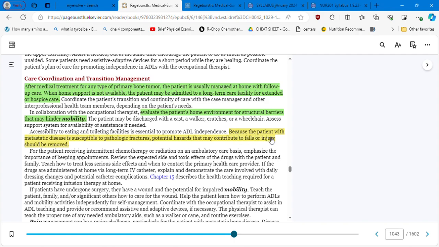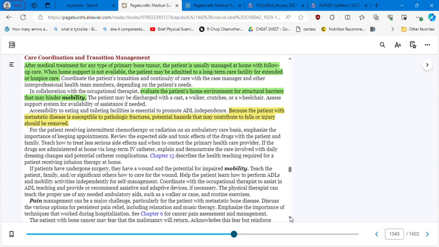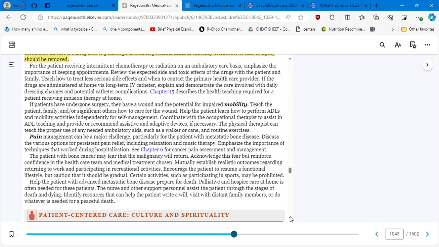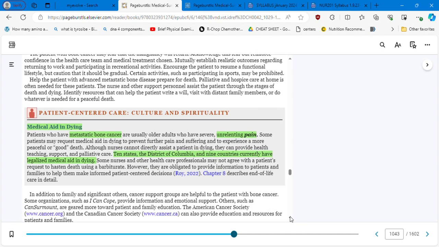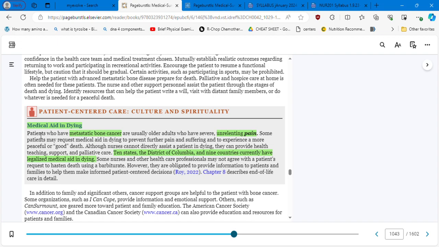Because the patient with metastatic disease is susceptible to pathologic fractures, potential hazards that may contribute to falls or injury should be removed. And in general, we need to train the family members to take care of this patient and to teach them about any adverse events and also the different organizations that are available to help with information. Medical aid in dying, metastatic bone cancer, which has severe unrelenting pain.